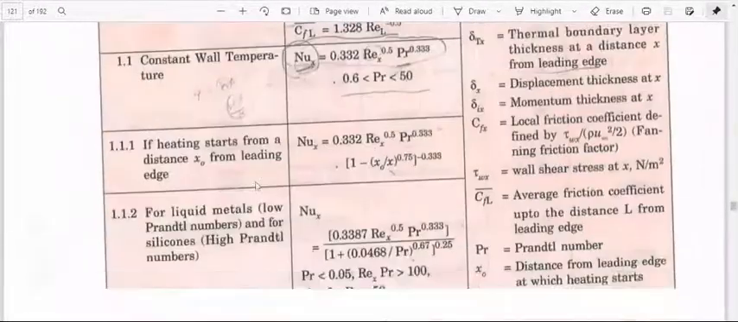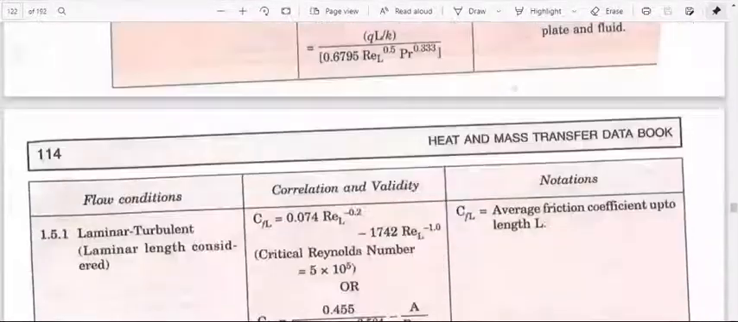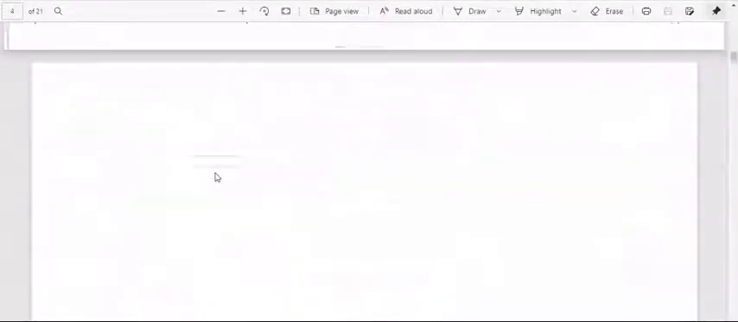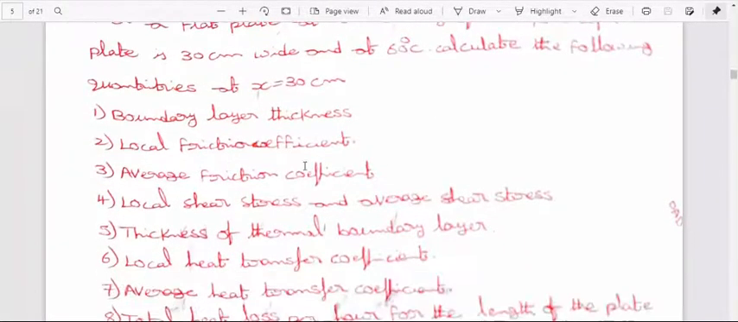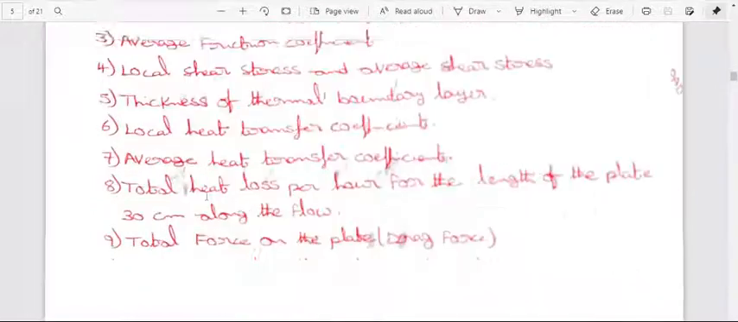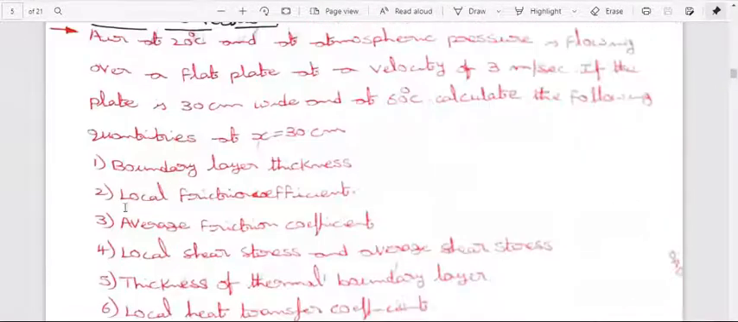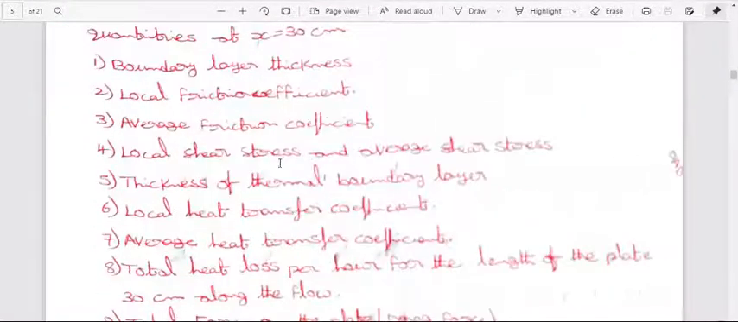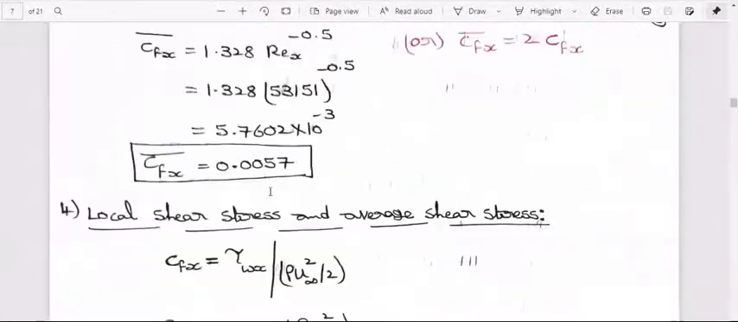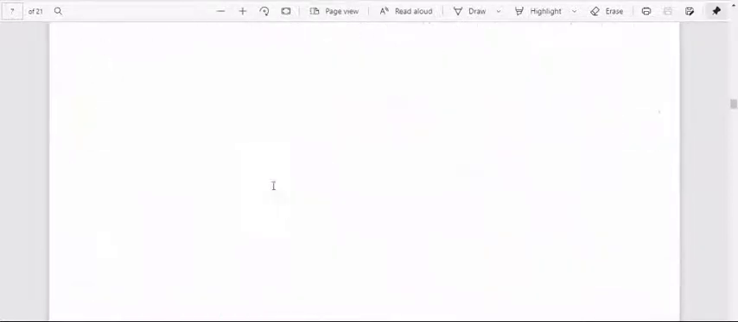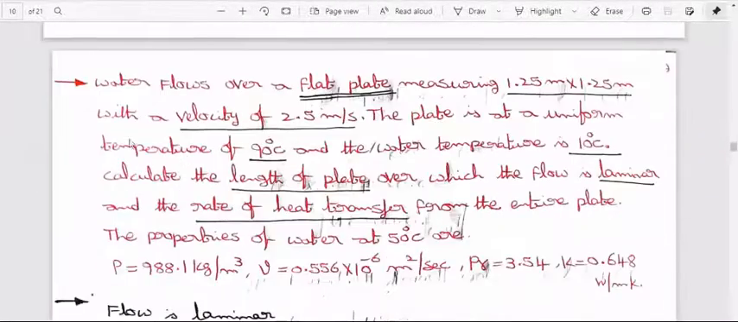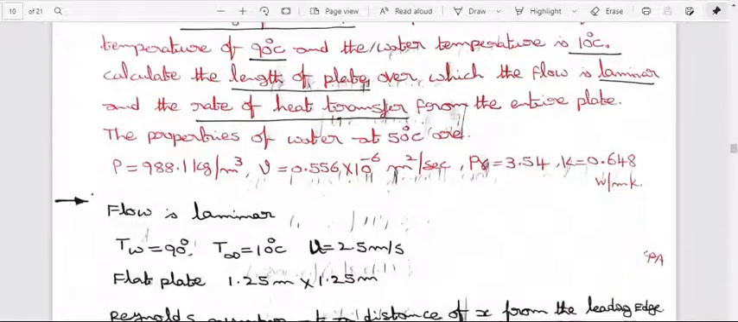So coming to today's problem. So here in this boundary layer condition, local friction coefficient, average friction coefficient, and local shear stress we already calculated. Coming to the second question: water flow over a flat plate. This is also already explained.